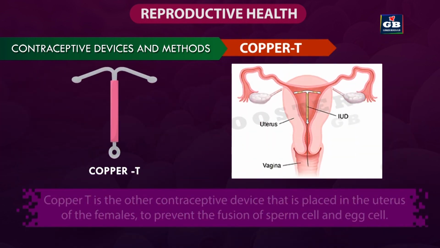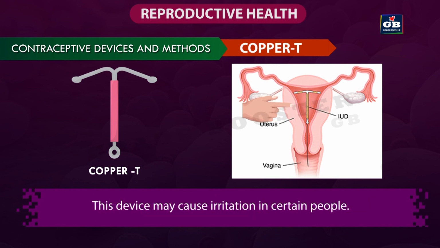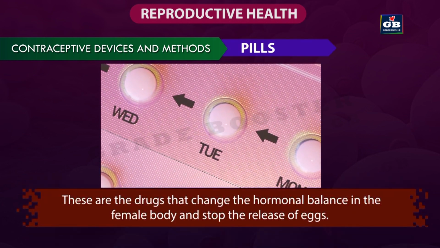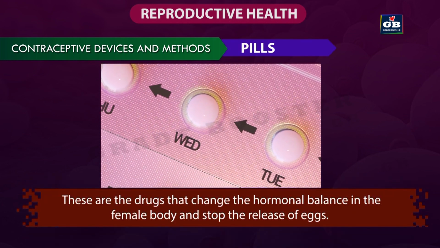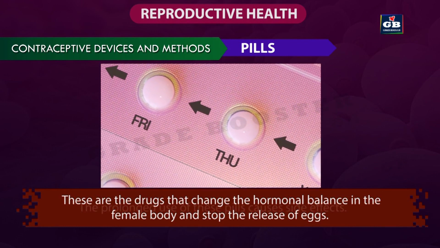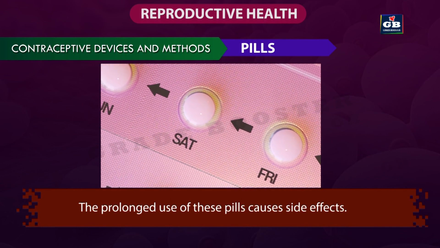Copper T. Copper T is another contraceptive device that is placed in the uterus of the female to prevent the fusion of sperm cell and egg cell. This device may cause irritation in some people. Next, contraceptive pills. These are drugs that change the hormonal balance in the female body and stop the release of eggs. The prolonged use of these pills can cause side effects.